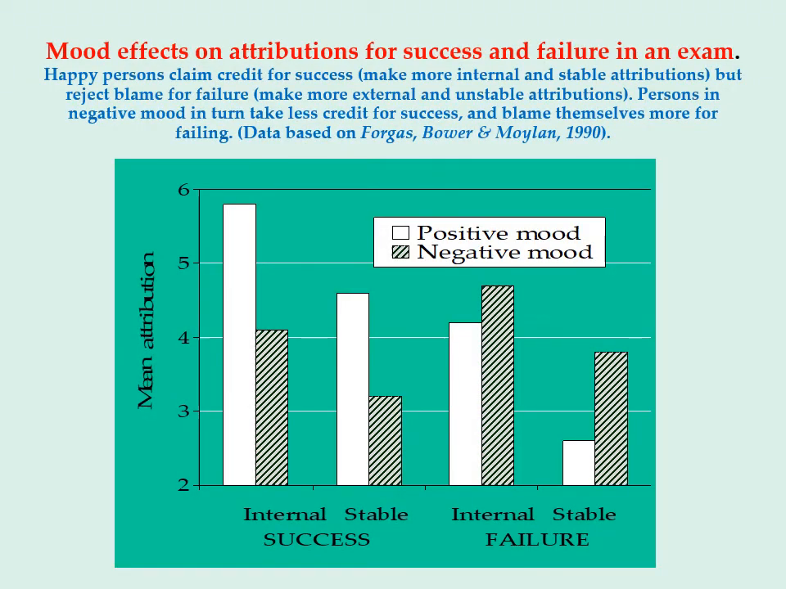The kind of attributions we make for success and failure, for example, in a university exam, can also be influenced by relatively subconscious and subtle influences such as the mood we happen to be in. In one experiment that we have published, we found that happy people are much more likely to claim credit for success, make internal and stable attributions, and reject blame for failure in an exam. People, when they are induced into negative mood, are less likely to take credit for doing well and are more likely to blame themselves for failing.